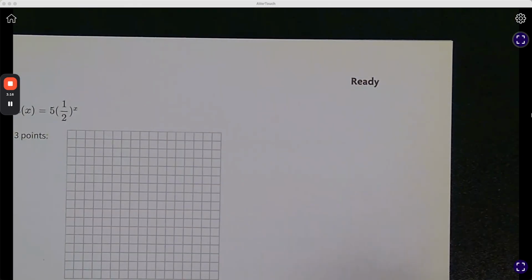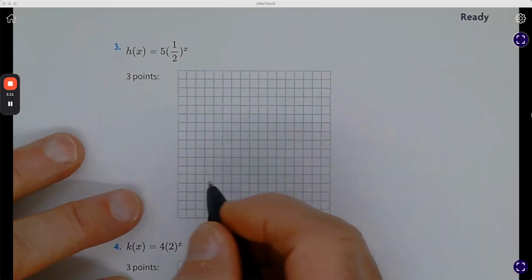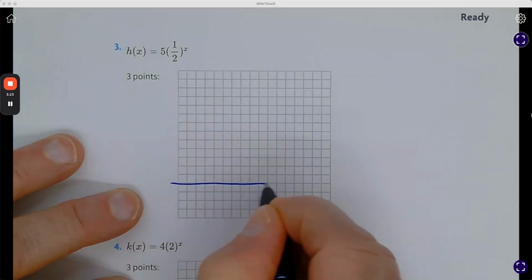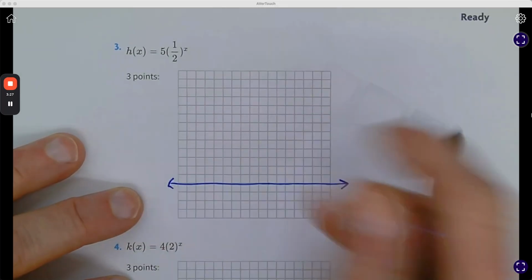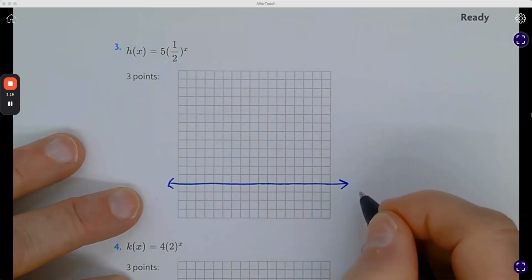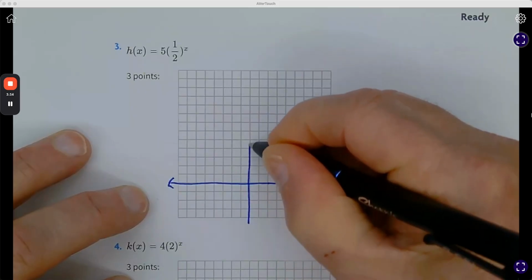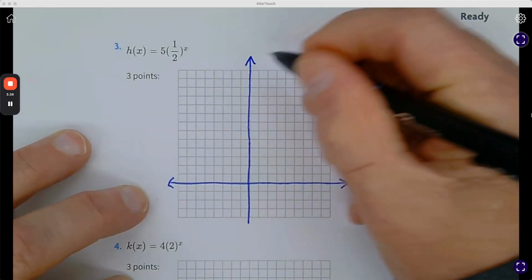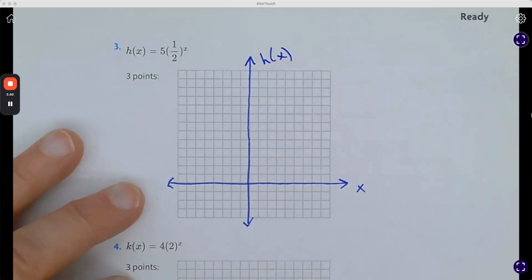This is exponential. When I have exponentials, I tend to put my x-axis down here, because most of the exponential functions are going to happen above the x-axis. This is x. These coordinate planes are getting better. I like that. And this is my h of x, the output.